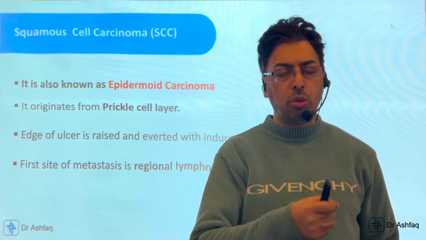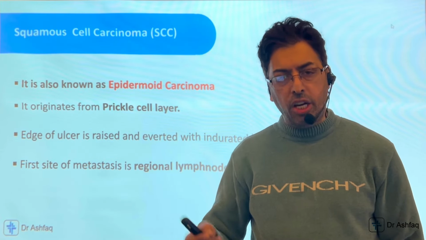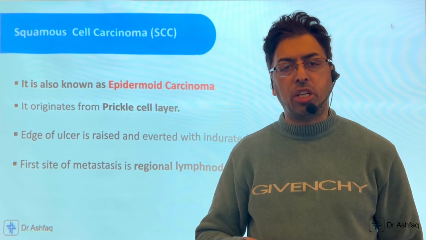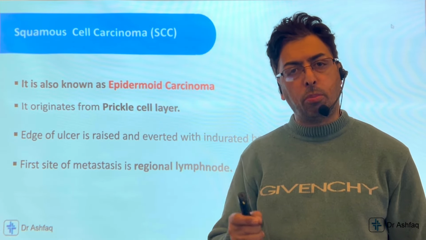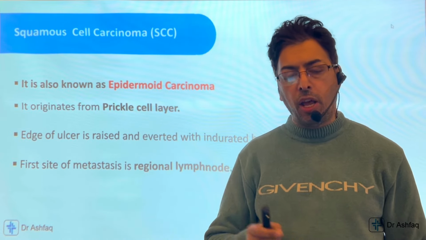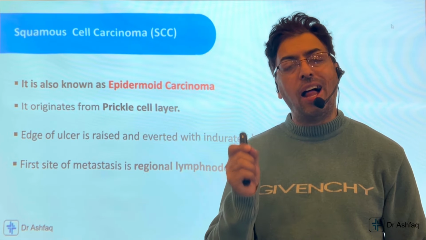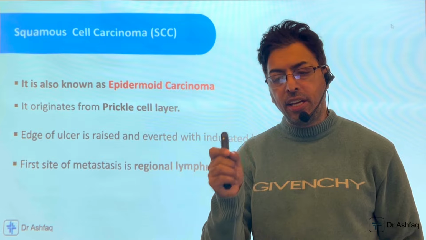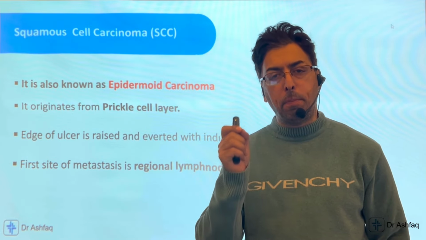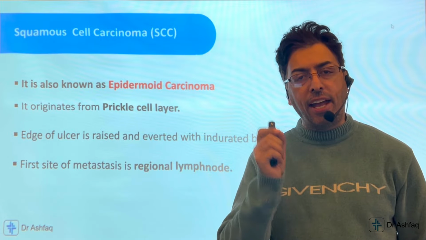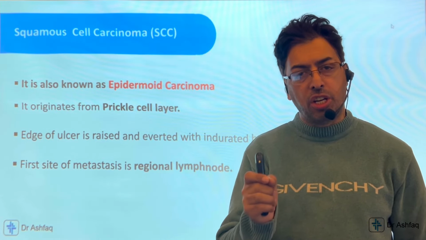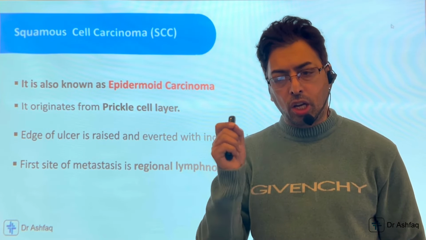Now, because the rodent ulcer, the BCC, creates a crater and it has got shiny, pearly, rolled edges, this squamous cell carcinoma is sometimes a bit different, because here the edge of the ulcer is raised and everted with an indurated base. So everted and raised edges are a characteristic feature of a squamous cell carcinoma.